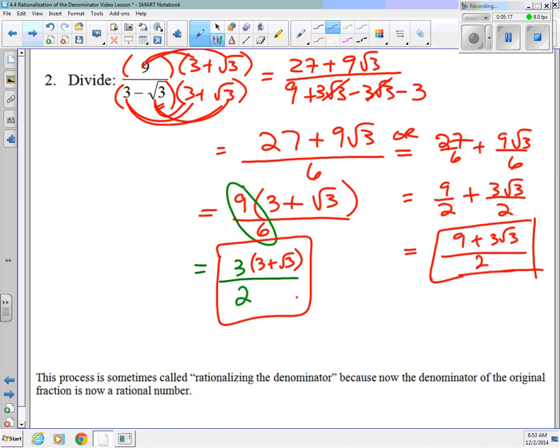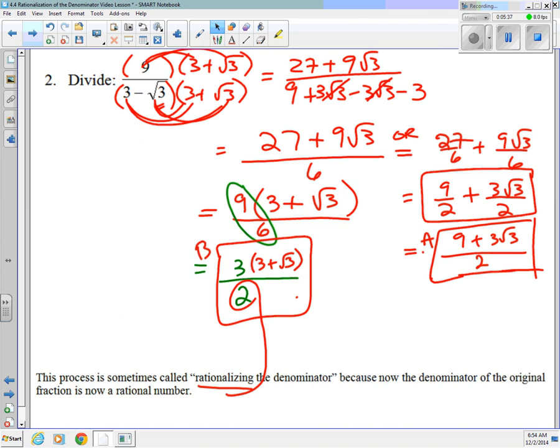This is fine. This is fine. Even this is fine. If I asked you to write it as one fraction, though, I would expect either answer A or answer B. And this is called rationalizing the denominator, because you've now made the denominator into a rational number. You had an irrational denominator and you made it rational, right? And you're not changing the value of the fraction, and I'll prove that to you.